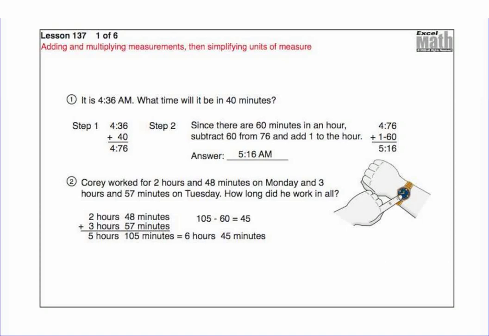Sixth grade Excel, lesson 137, adding and multiplying measurements, then simplifying units of measure. All right, here we go.